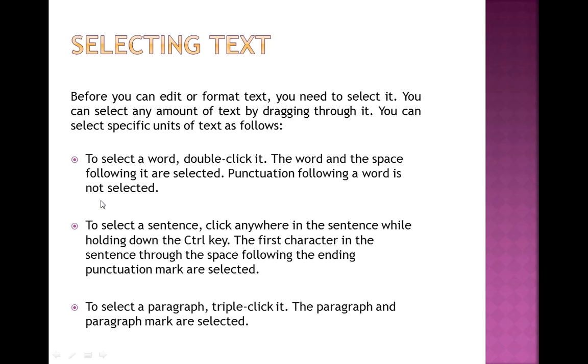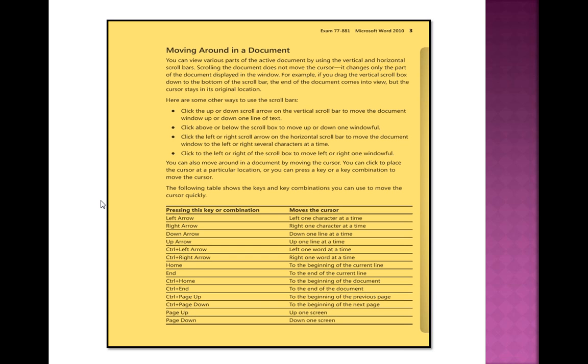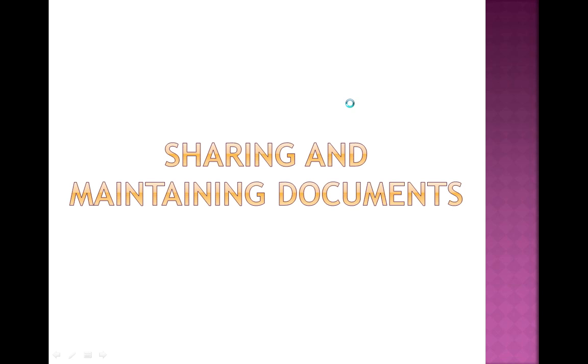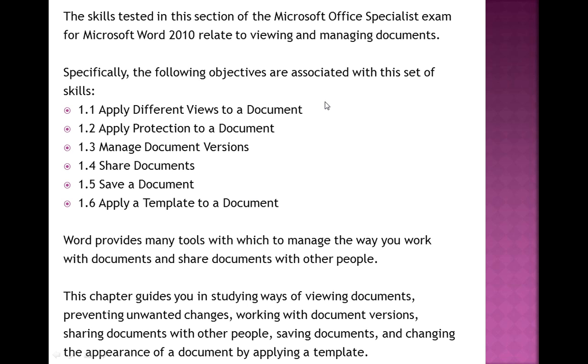Then we talked about how to select text with the help of the keyboard, with the help of different keys available on the keyboard. These are the keys, like left arrow, right arrow, down arrow, up arrow, control plus left arrow, control plus right arrow, control plus home, control plus end. And the two important keys are home and end, which move the cursor to the beginning and the end of the current line. Then we talked about how to share and maintain the document.